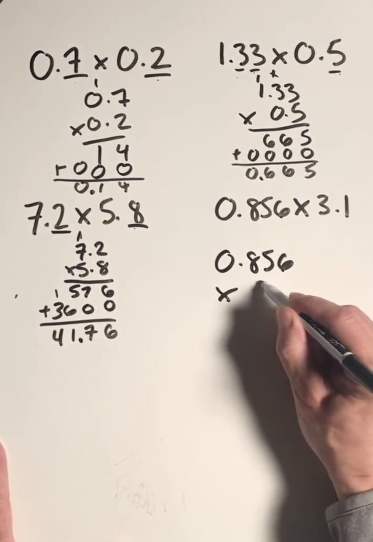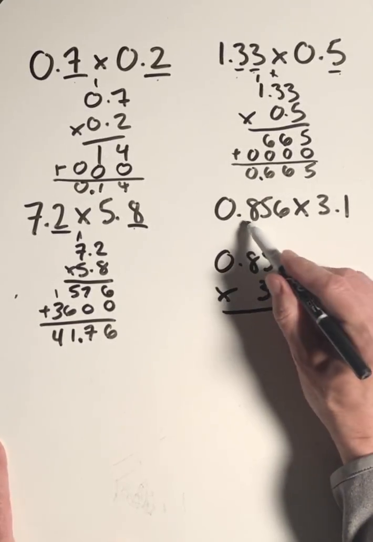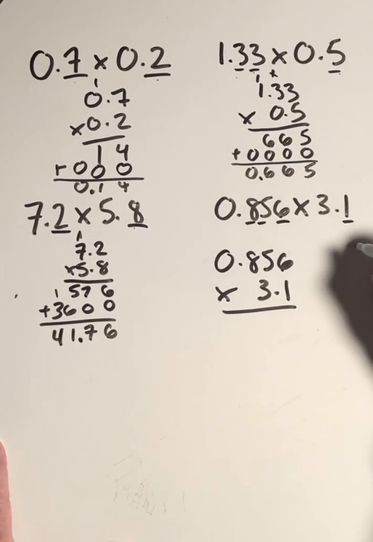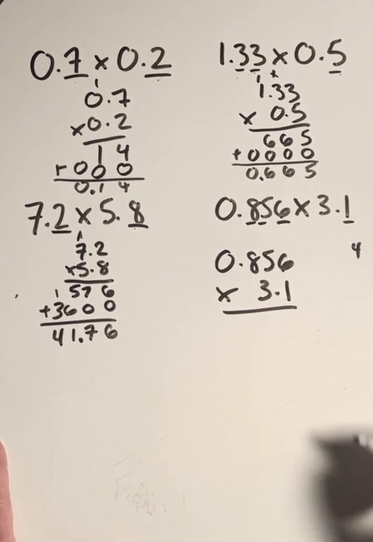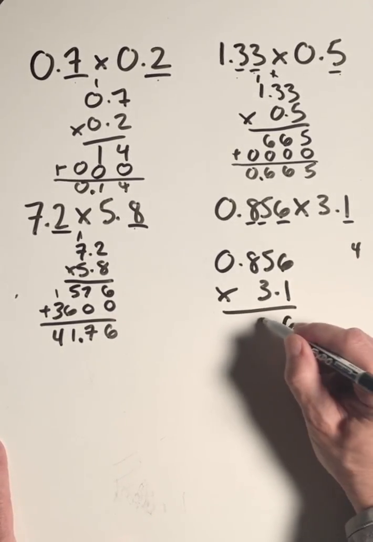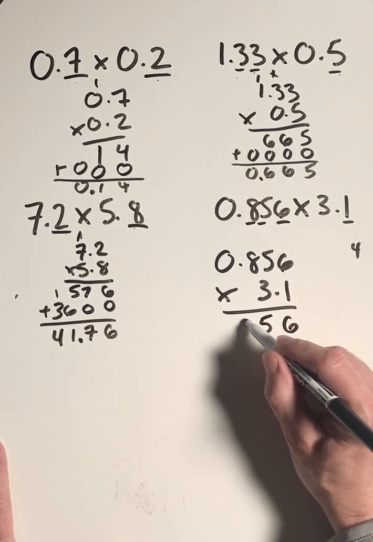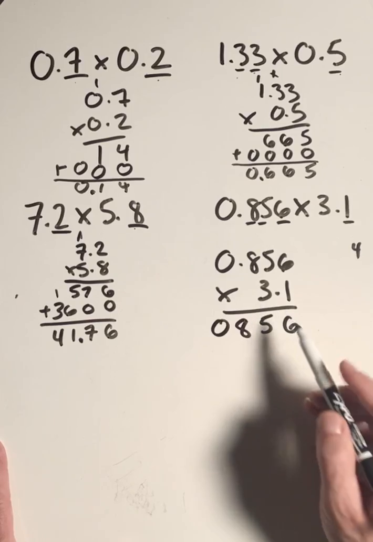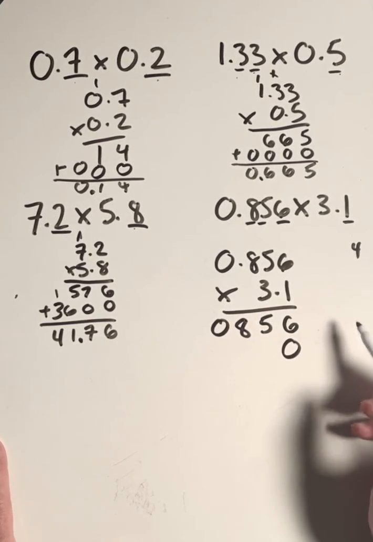0.856 times 3.1. 1, 2, 3 digits to the right of the decimal point. 1 digit to the right of the decimal point, so I will need a total of 4. 6 times 1 is 6. 1 times 5 is 5. 1 times 8 is 8. And 1 times 0 is 0. I move to the next place over. I have to put a 0 down.